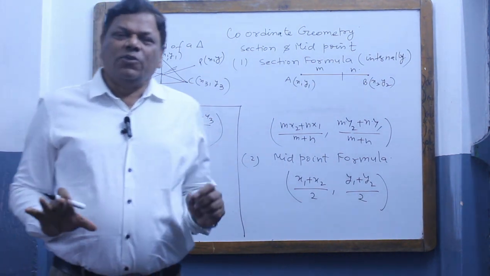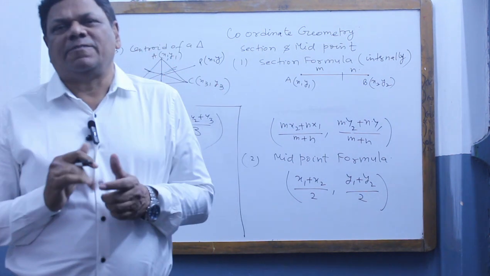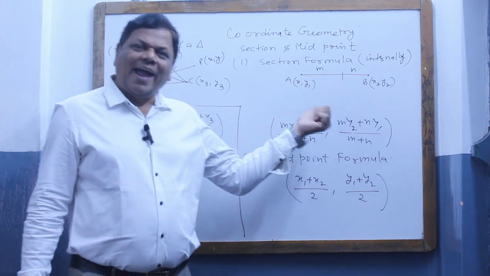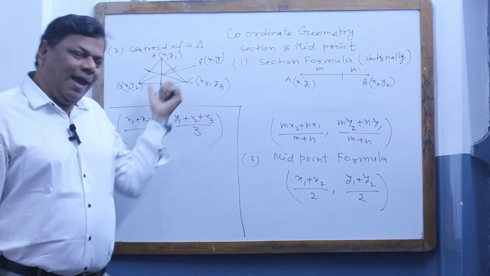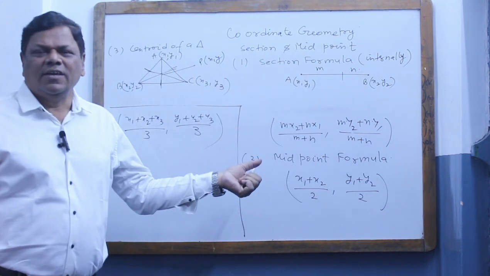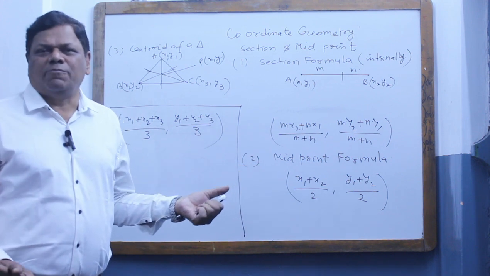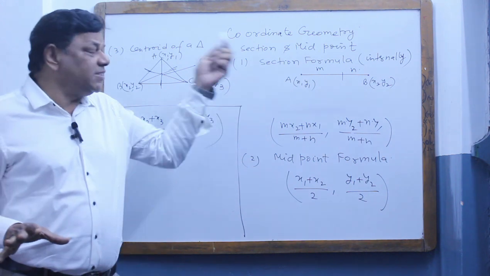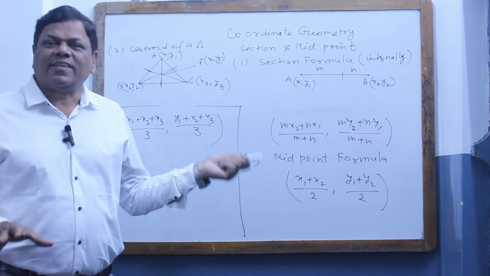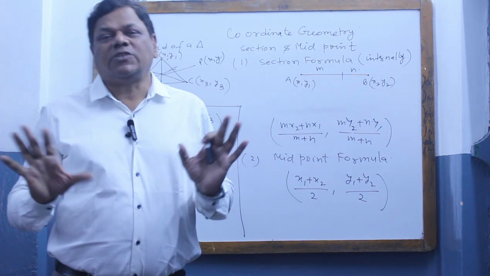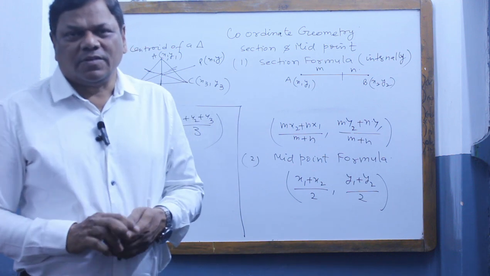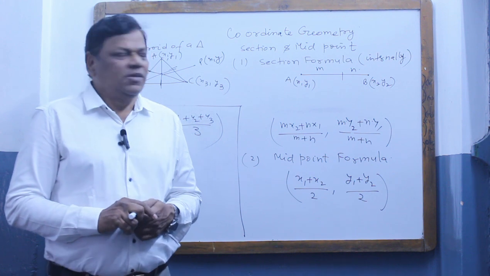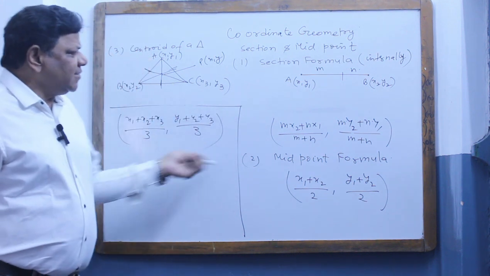So today we have learned three types of formula: the midpoint formula, the section formula and the centroid formula. With the help of these three formulas only, a lot of sums in the book can be done. So we have to do some important sums so that this chapter, the section formula chapter, is clear to you. This is very important for CBSE and ICSE boards also. So I think this is clear.